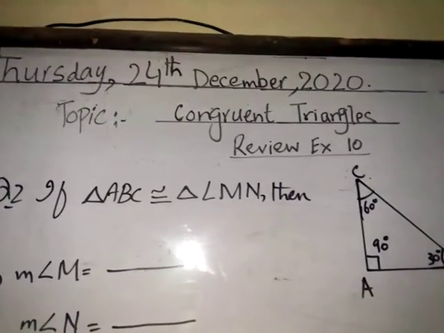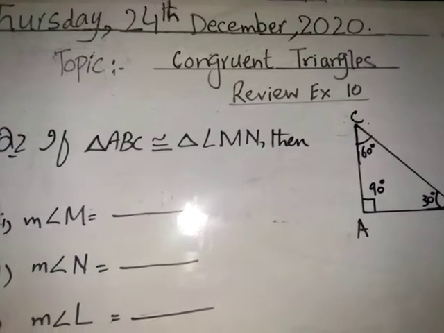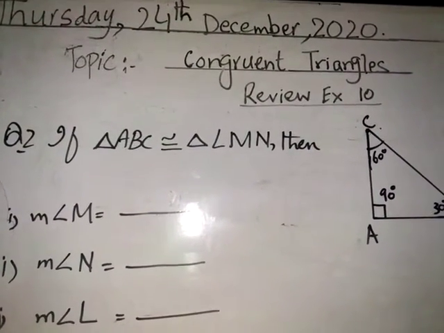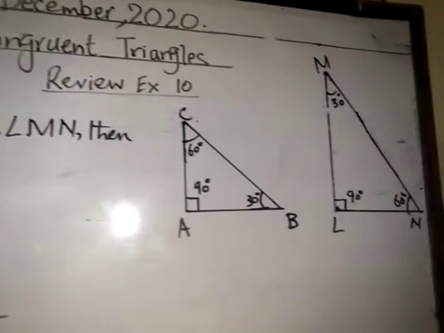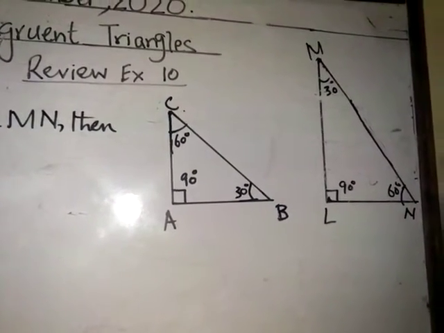Our topic is congruent triangles. We will solve review exercise 10. Question number 2. If triangle ABC is congruent to triangle LMN, then these are two right triangles ABC and LMN.